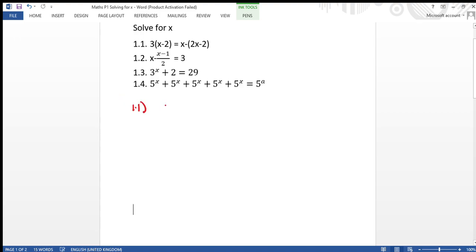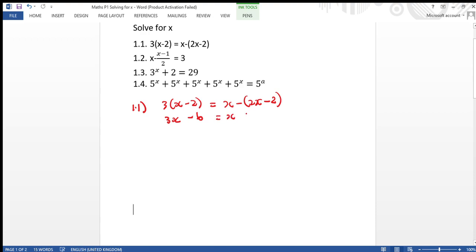First question, 1.1. We have 3 into x minus 2 is equal to x minus 2x, excuse me, is 2x minus 2. Okay, let me just fix that one before we make a mistake out of it. Okay, this is 2x minus 2. So this is going to work out as 3x minus 6.